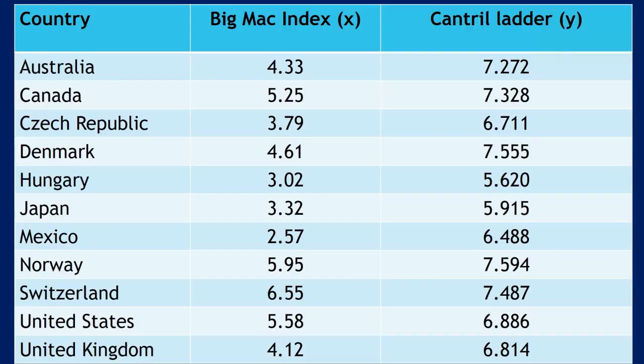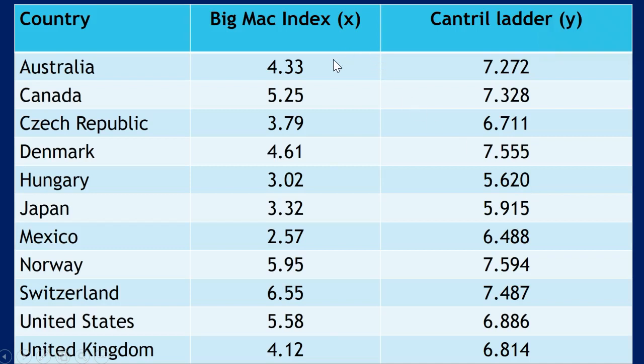And so what we have here is a sample of a bunch of different countries. We can see 11 different countries here, and we see their Big Mac index and their Cantril ladder score. Again, higher numbers mean higher happiness.